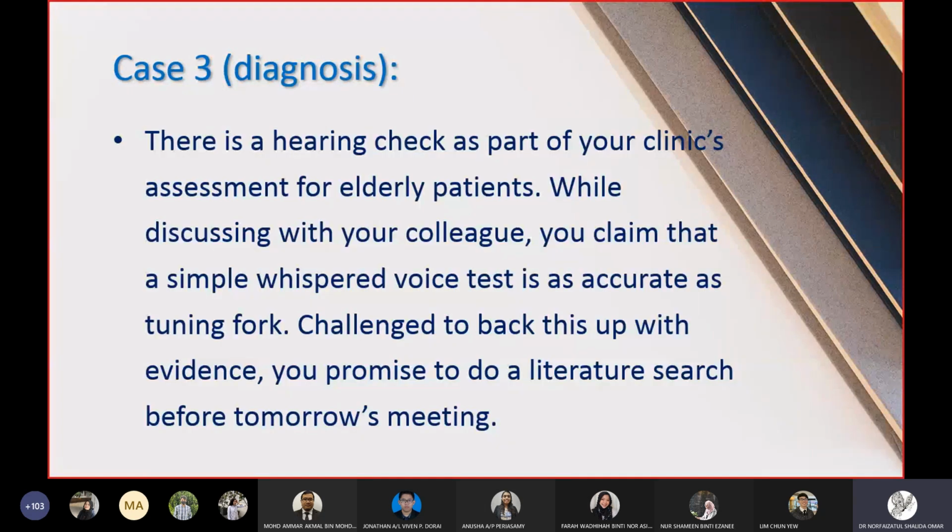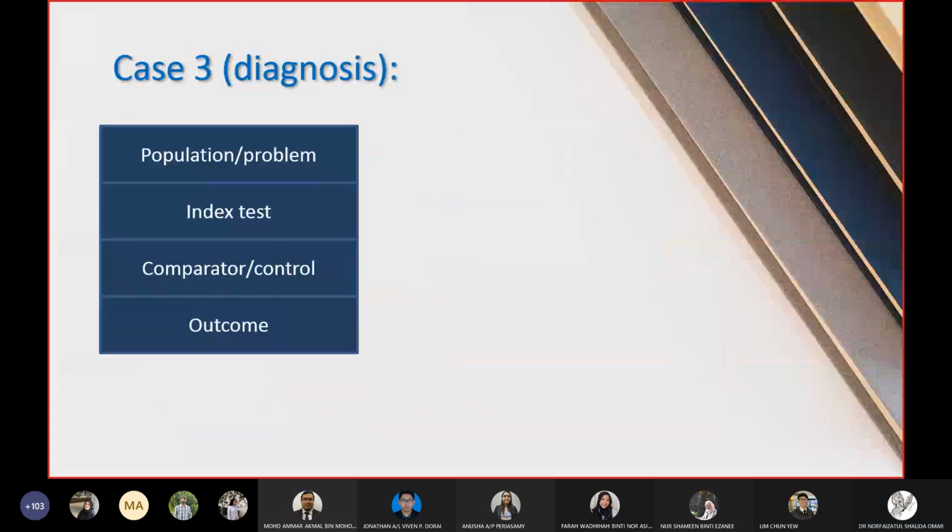There is a hearing check as part of your clinic assessment for other patients. While discussing with your colleague, you claim that a simple whispered voice test is as accurate as a tuning fork. Challenged to back this up with evidence, you promise to do a literature search before tomorrow's meeting. Okay, so what's the population? Elderly person. Yeah, elderly patient. Index test?